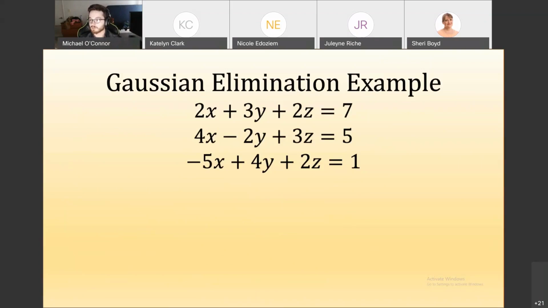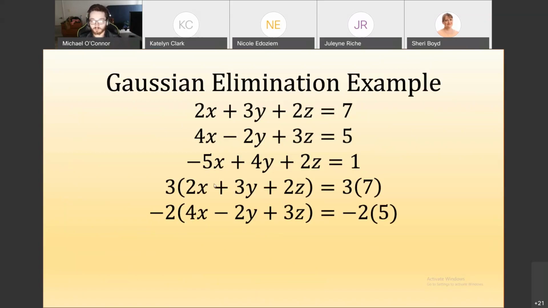So in order to eliminate the z from the first equation, I'm going to multiply this top equation by 3, and then I'm going to multiply the equation below it by negative 2, so I can get positive 6z and negative 6z, and then that'll cancel out. So just multiplying 3 times 2x plus 3y plus 2z is equal to 3 times 7, and then that's equal to 6x plus 9y plus 6z is equal to 21.